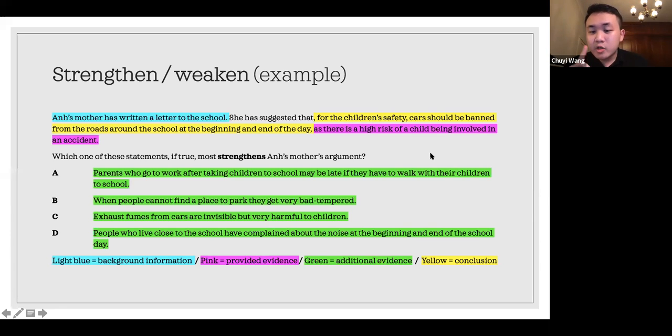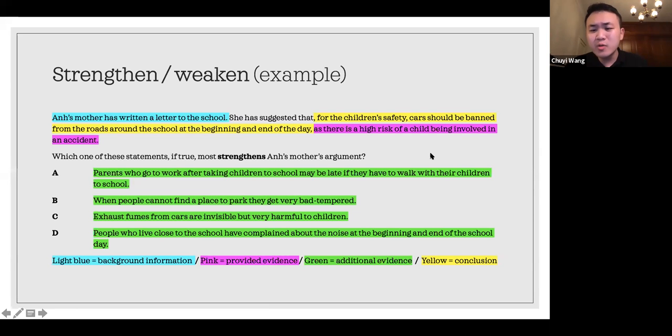Now, once again, the trick to strengthen and weaken questions is that the pink part I've highlighted does not have to do with your answer at all. It doesn't need to be relevant. You can basically almost ignore that if none of the answers seem similar. It doesn't have to do with accidents, right? That's her reason. That's Anne's mother's reason for making this argument.